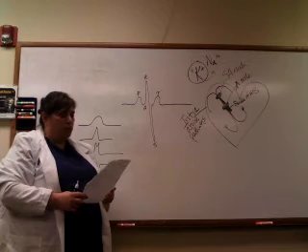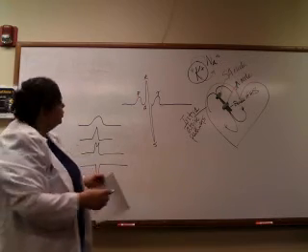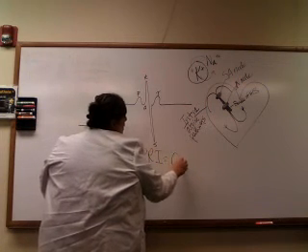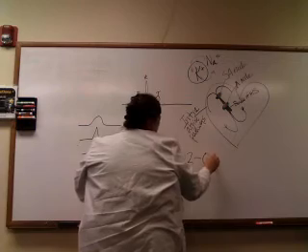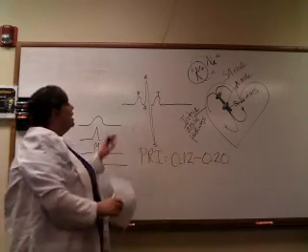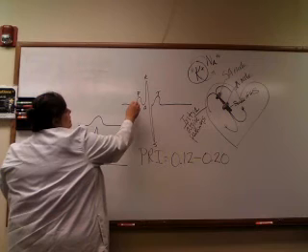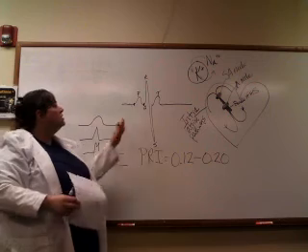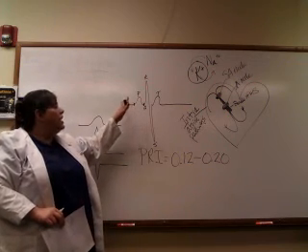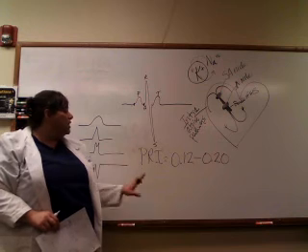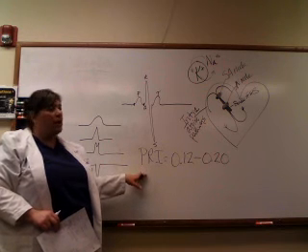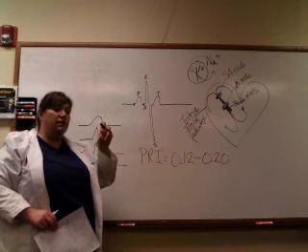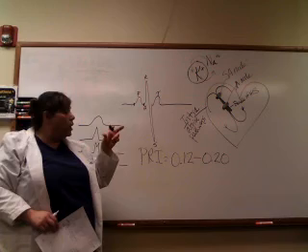And that is pretty much it, with the exception of your normal values. Your PRI should be 0.12 to 0.20 seconds. And your PRI is the beginning of the P wave up to the Q wave. So it's the time that it takes for the atrium to talk to the ventricle. That's what you're measuring when you're looking at the PRI segment, okay? So 0.12 to 0.20, that's 3 little boxes to 5 little boxes, or 1 big box.